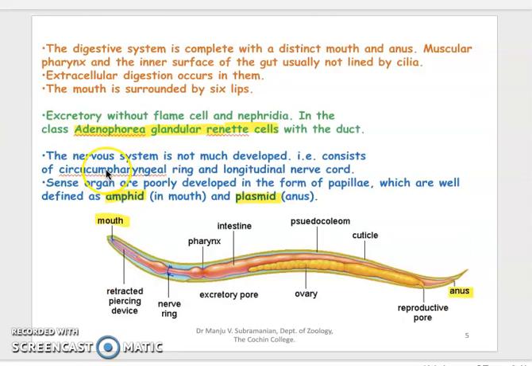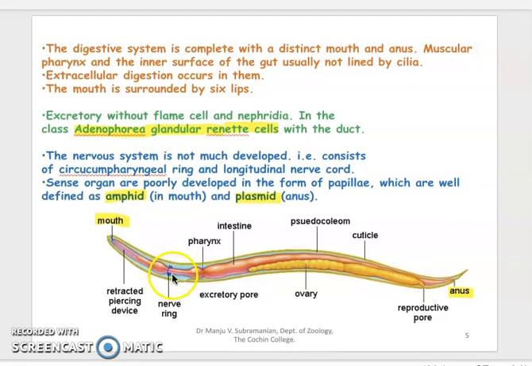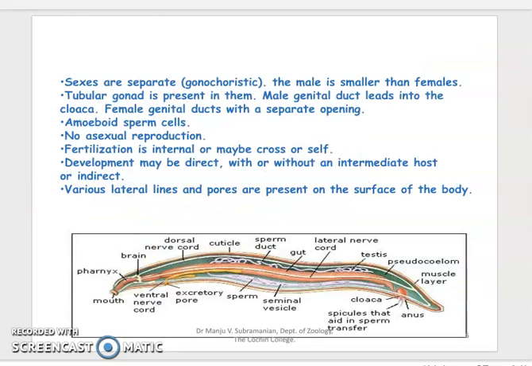The nervous system is not much developed, and it consists of a circumpharyngeal ring. As you can see here, this is a ring which encircles the pharynx, so it is called a circumpharyngeal ring, and from there you can see a longitudinal nerve cord. Then the sense organs are poorly developed, in the form of papillae. Small papillae are seen, which are well defined as amphids in the mouth region and phasmids in the anus region. So these are the two structures which are sensory in function.